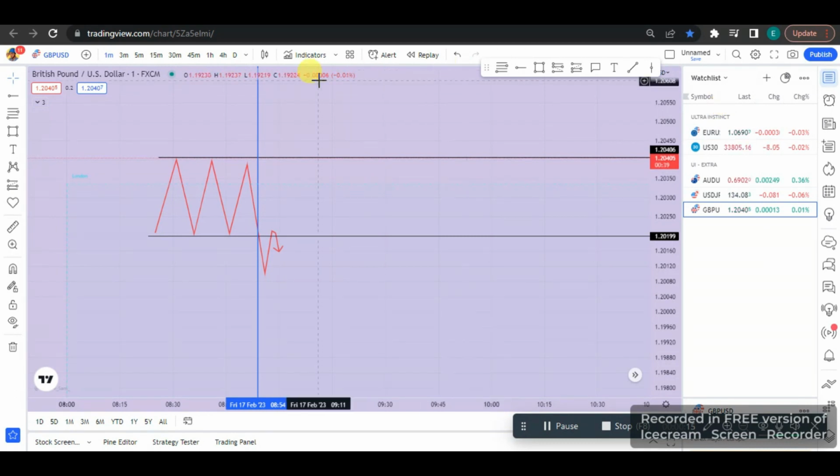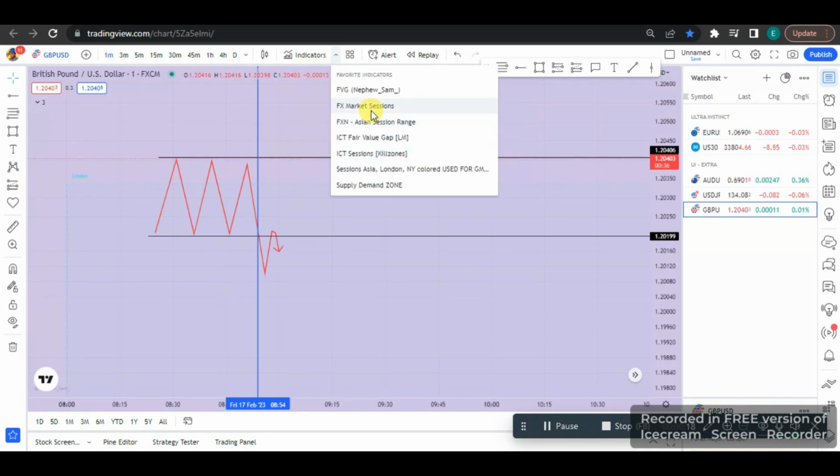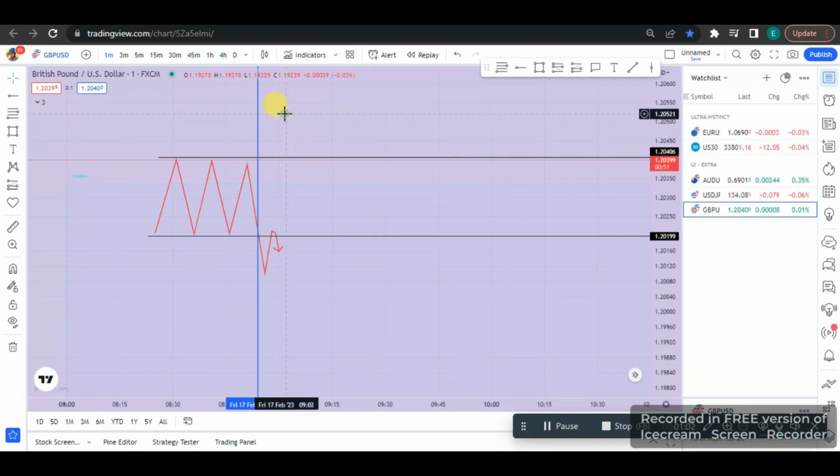So the first indicator you will need for this strategy is called FX Market Session and FVG by nephew Sam. The reason why I'm listing these two indicators is because in case you don't know how to find fair value gaps, FVG for short, in the market, then you need FVG by nephew Sam to help you find those FVGs. Then if you don't know how to spot your Asian session, your London session, your New York session, you definitely need FX Market Session or any other session indicators on TradingView to help you spot that.